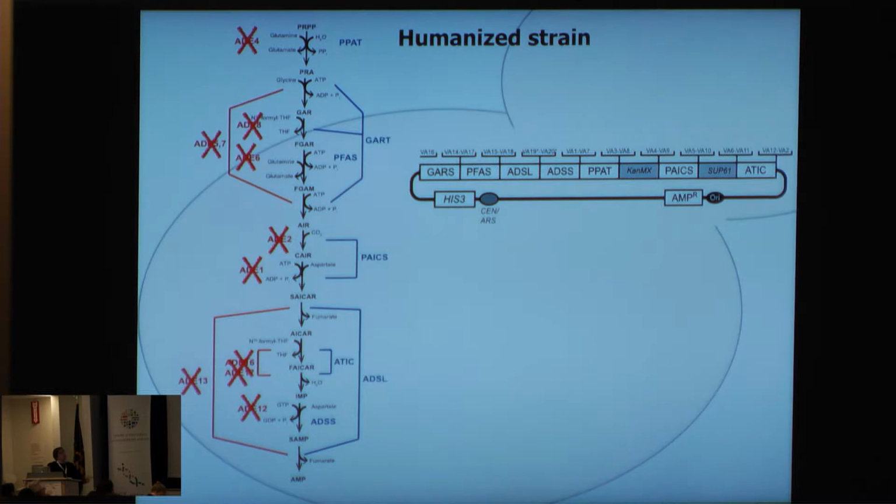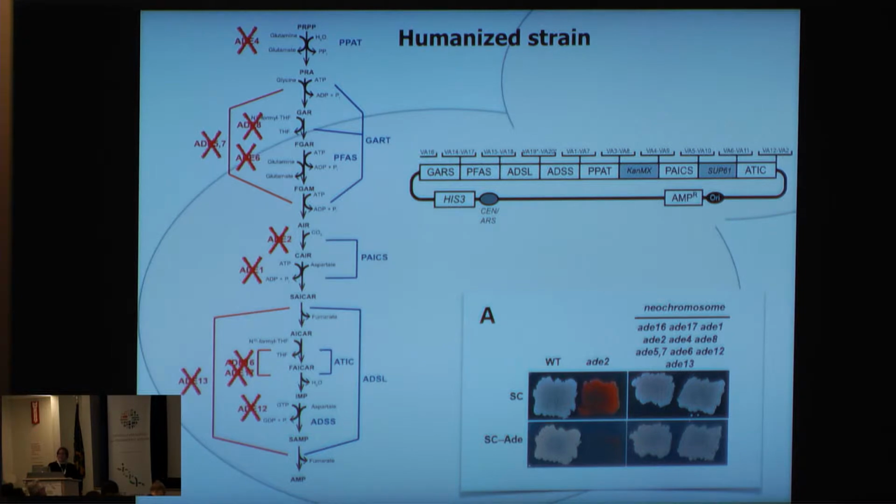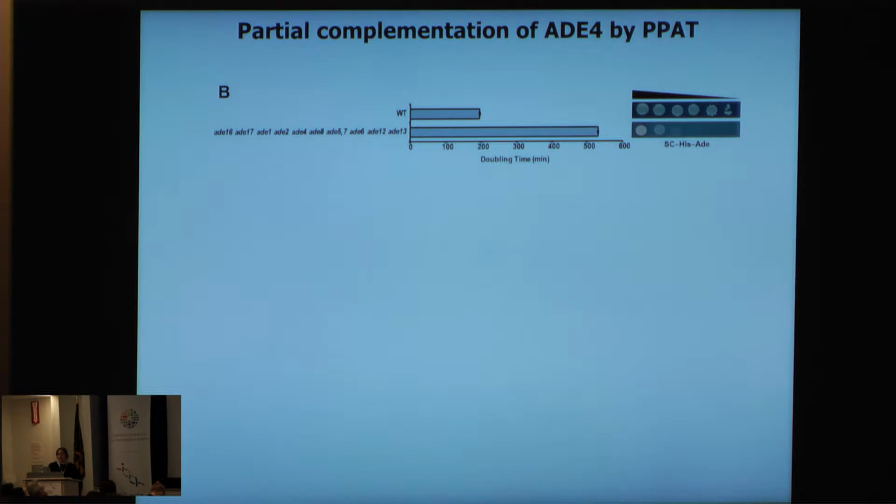The next step was to put them together, and now we have a strain that has the adenine de novo pathway working with only human genes, and ta-da! It looks like it works. We can grow this strain on media without adenine. The story could have been very nice and very complete at this point.